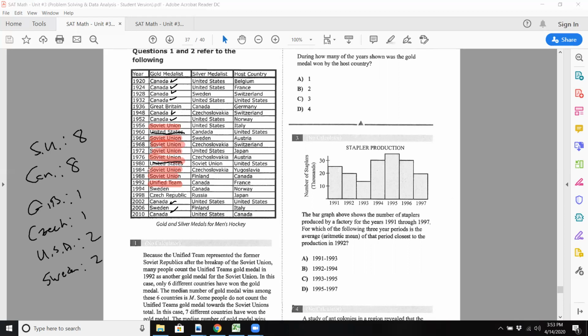1, 2. So when you want to find the median, you just rank those in order. Now, when you have an even number of numbers, you average the middle 2 to get the median. So in this case, that's what M equals. Now, make sure I counted that correctly. Yeah, USA 1, 2, Sweden 1, 2. Yeah.